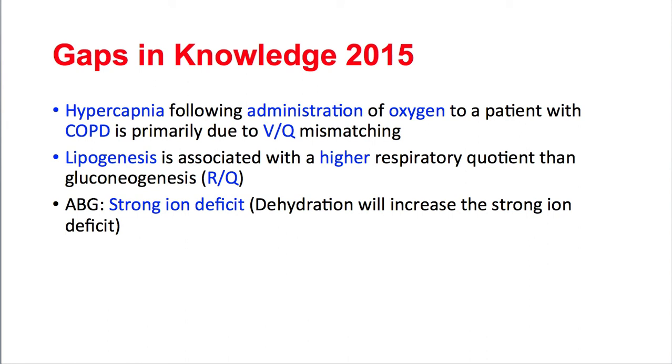And then when you draw an arterial blood gas and you talk about strong ion deficit, that is the difference between the cations and the anions, which we will talk about, the fact that dehydration, which increases the sodium in a patient, so you lose free water, sodium goes up, cations go up, you can get a contraction alkalosis, and an increase in the strong ion difference.